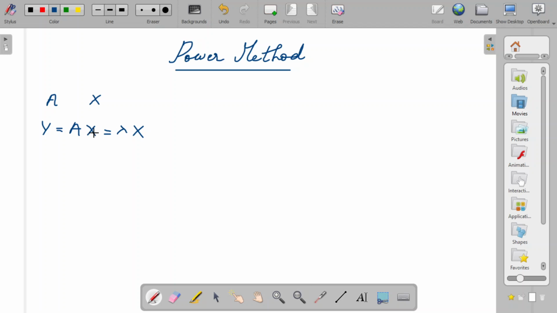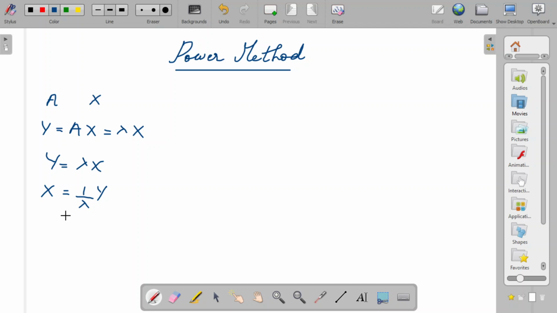If x is an eigenvector corresponding to A, I can write Ax is equal to lambda x, where lambda is the eigenvalue, which means that actually y is equal to lambda x. So I can find x from this equation as 1 by lambda into y. So this is one way I can find x.